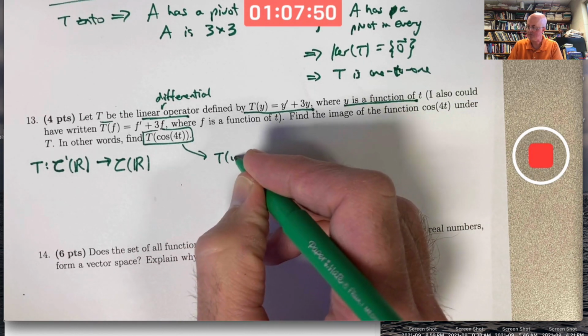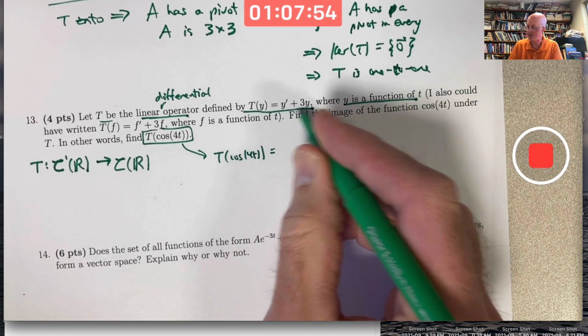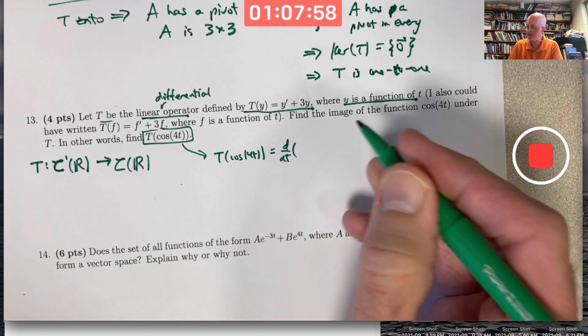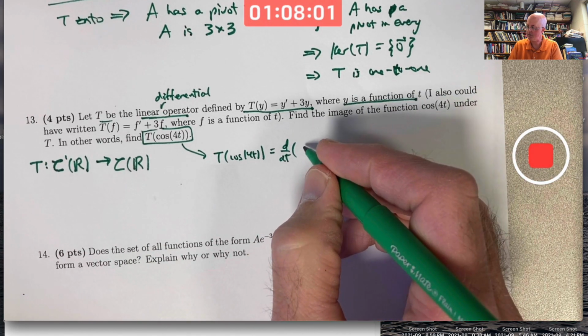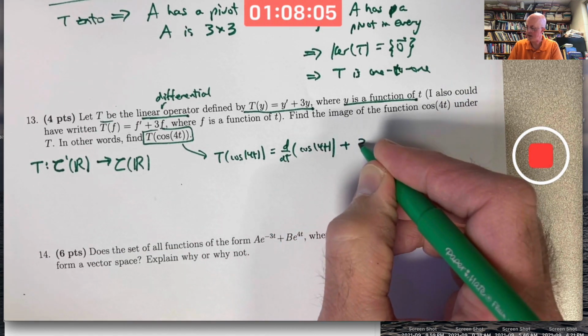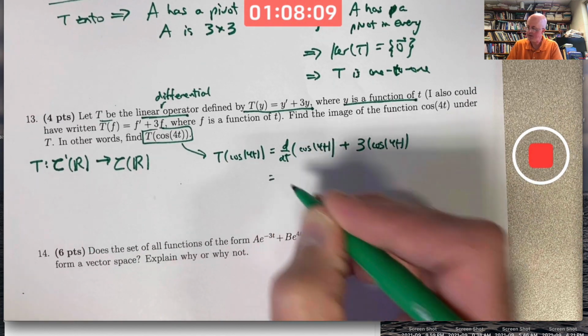So what do you need to do? It's easier than it might seem. You just need to plug it in place of y. You need to differentiate it with respect to t. The prime means with respect to the t variable. And you also need to add 3 times the function, 3 times cosine of 4t, and just simplify.